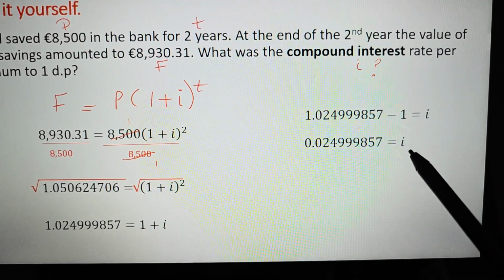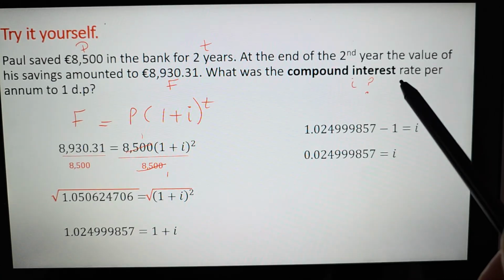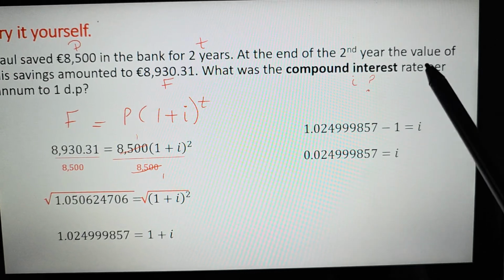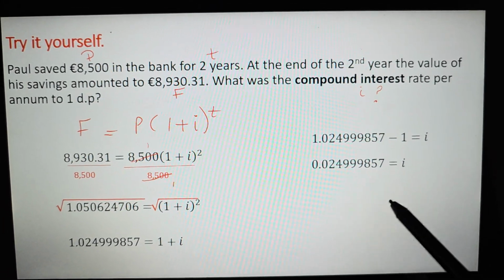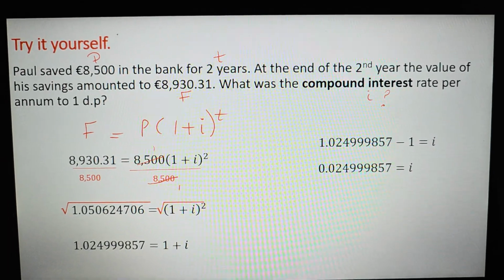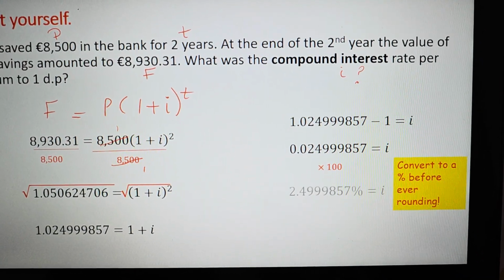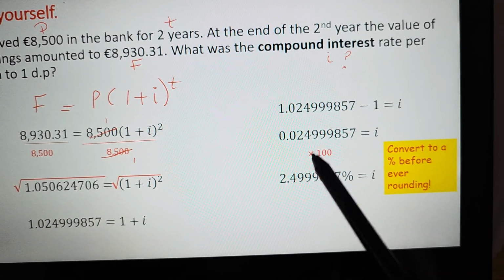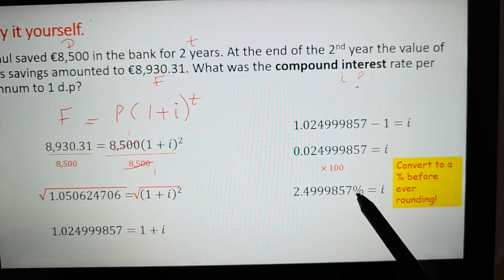Now that is your compound interest rate as a decimal. They said, what was the compound interest rate? That means I want it as a percentage first. And afterwards I will round it to 1 decimal place. So you don't go rounding now. You wait, turn it into a percentage first by multiplying by 100. If you multiply it by 100, you're just bringing the decimal point 2 places to the right. So you get 2.4999857%.